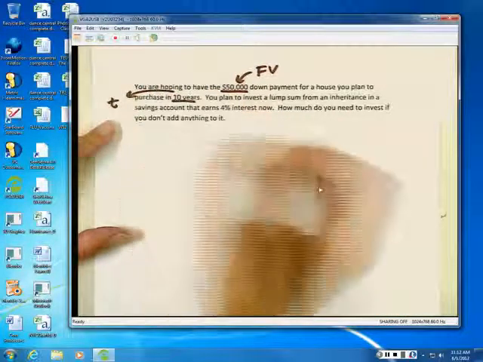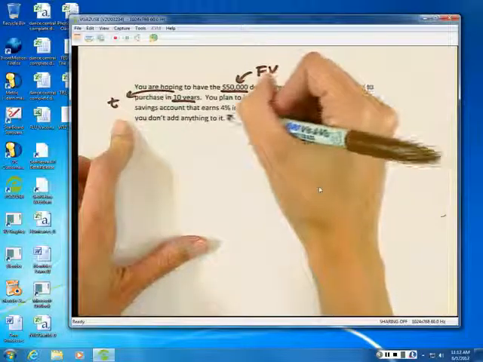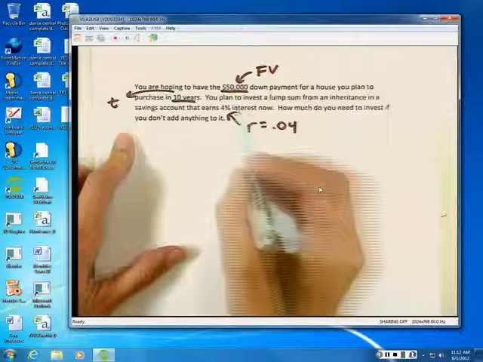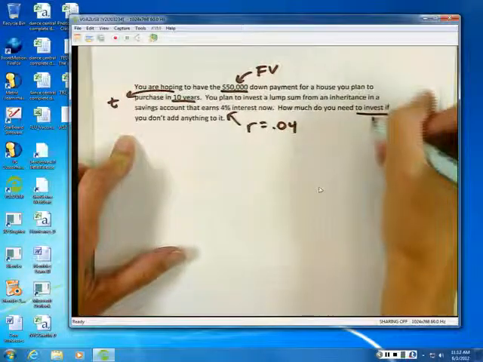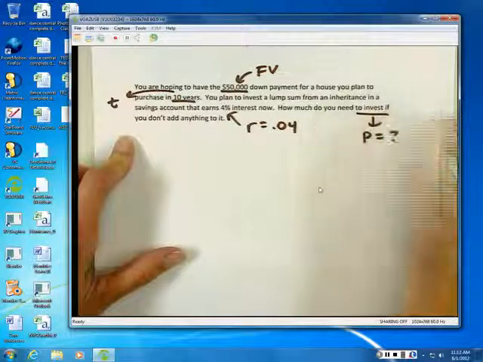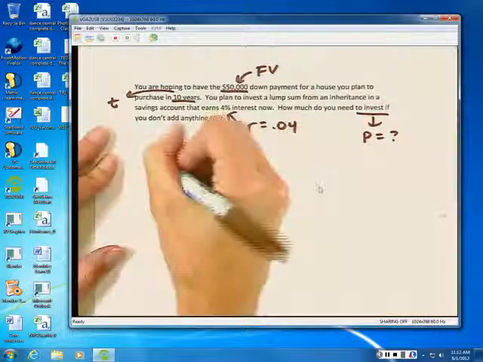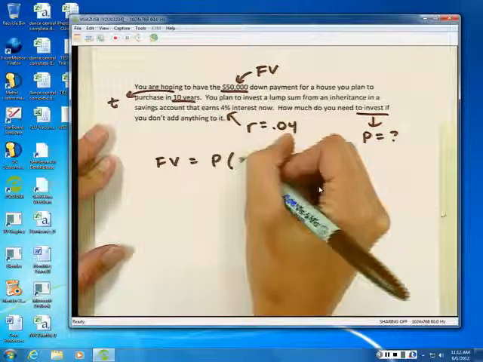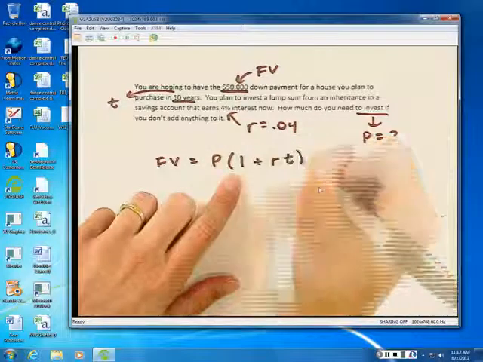You're going to put this into a savings account in a lump sum. Here's your interest rate, 0.04. How much do you need to invest? So that means that we don't know what P is. Question mark. That's my unknown this time. Okay, where's our formula? Future value is the principal times a 1 to get the principal added in there, plus an RT to add the interest in there.